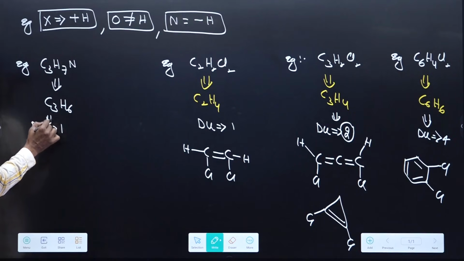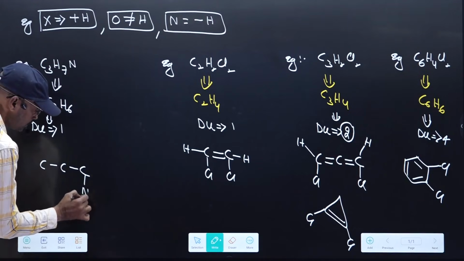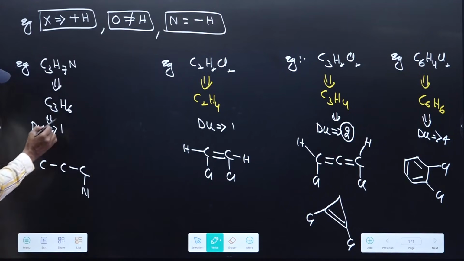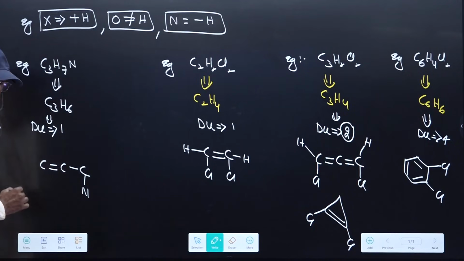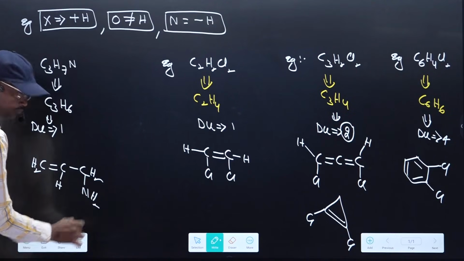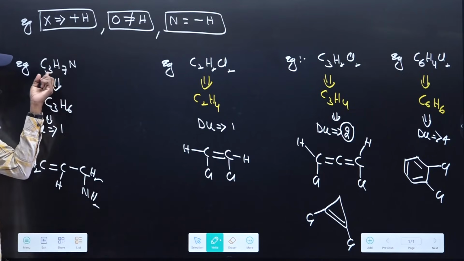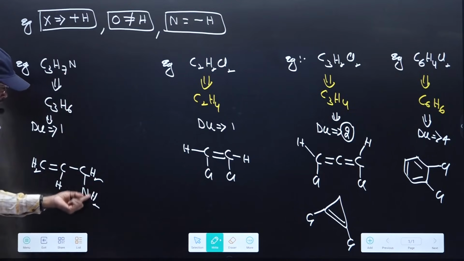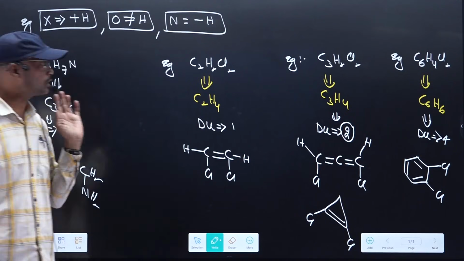Once DU is over, then apply the DU to this one. How many carbons? 3 carbons, 1 nitrogen. Then write down DU. How much DU? 1. Means I can put a double bond anywhere. Suppose I put a double bond here, then see the hydrogens. Here how many should I write? 2 hydrogens, 1 hydrogen. Here 2 hydrogens, here also 2, because nitrogen is trivalent. See the formula? C3H7N: 2, 3, 4, 5, 6, 7. Matching or not? You take any one, definitely it will match.